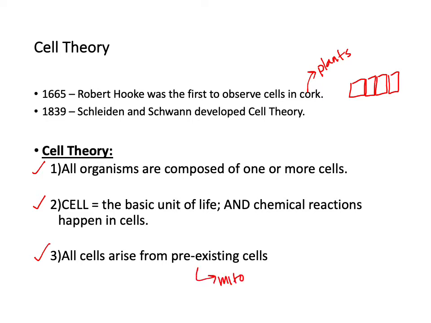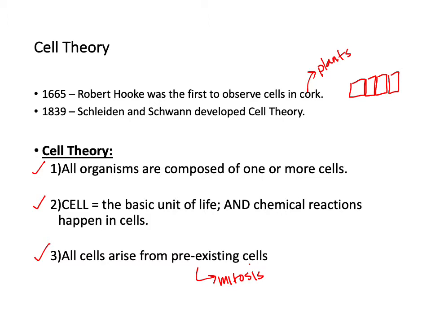And third and finally, and something we'll see when we get into later labs, especially when we talk about the process of mitosis, we will see that all cells have to arise from pre-existing cells. So cells don't just spontaneously pop out of nowhere. We need an original parent cell in order to create new cells. But we'll talk about that in a later lab. So this is the cell theory.